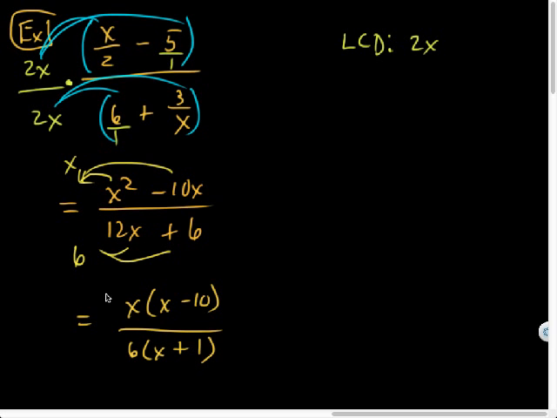And can anything cancel out here? 2x plus 1. Oh, my bad. Good save, 2x plus 1. Anything cancel out? No. So this one's completely simplified.